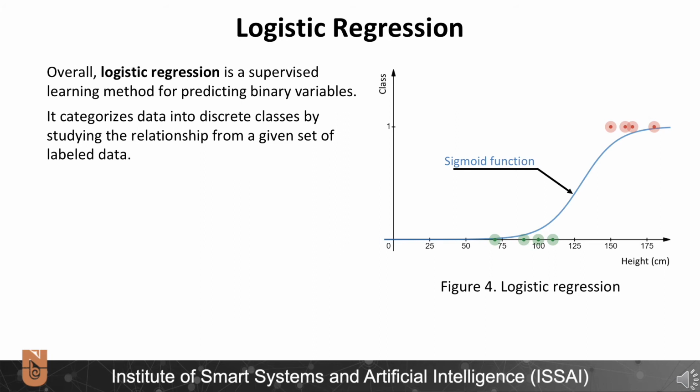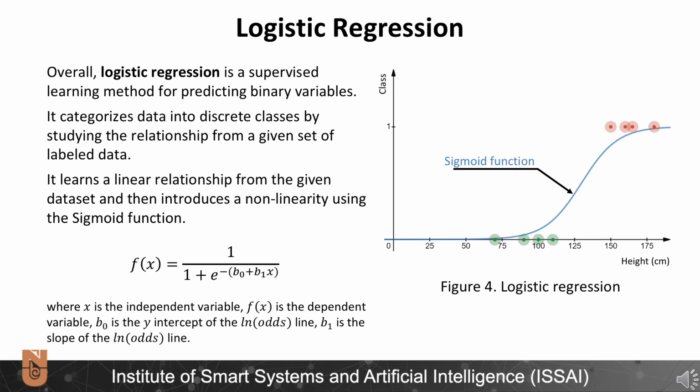Overall, logistic regression is a supervised learning method for predicting binary variables. It categorizes data into discrete classes by studying the relationship from a given set of labeled data. It learns a linear relationship from the given dataset and then introduces a nonlinearity using the sigmoid function, which is shown in Figure 4.